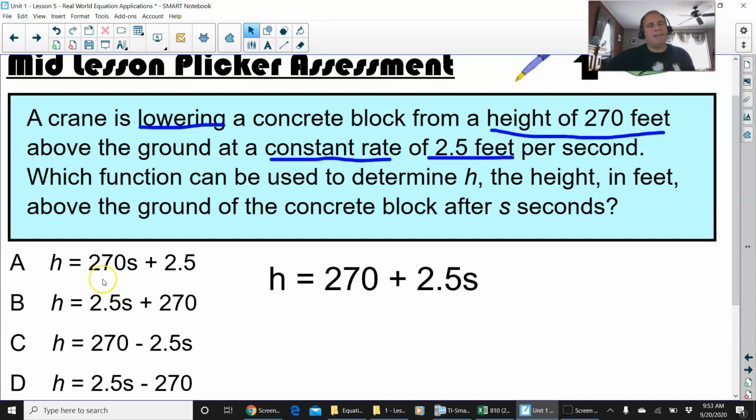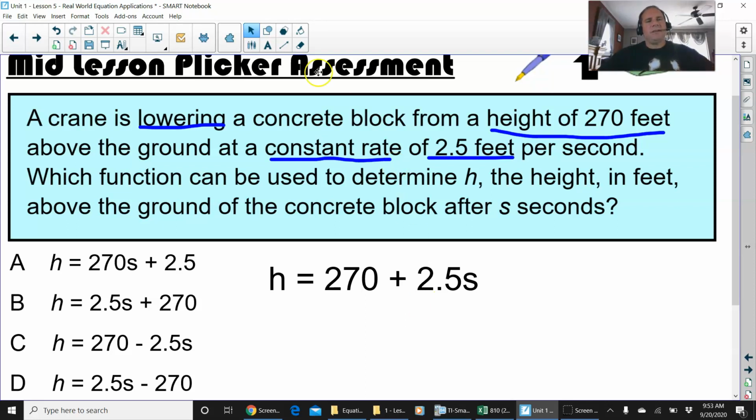Okay, how many people have this? 270 plus 2.5S. That's B. No matter how you have it, addition is commutative, so you could have 2.5S plus 270. It means the same thing as 270 plus 2.5S. How many people think that is correct? Well, not for this problem.